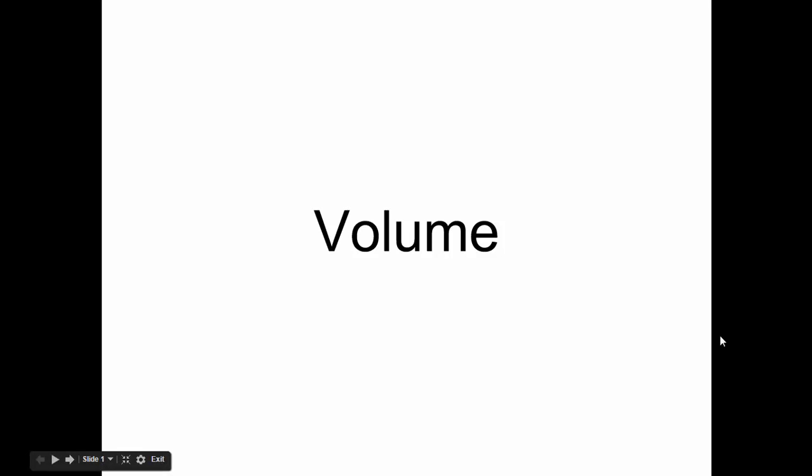Today we will be learning about how to calculate volume and what volume is. Please remember to make sure that you're taking visual notes using 3 different colors and the methods that we learned about in class.